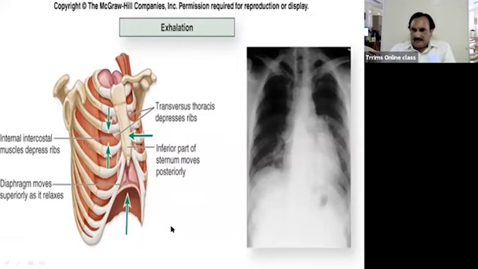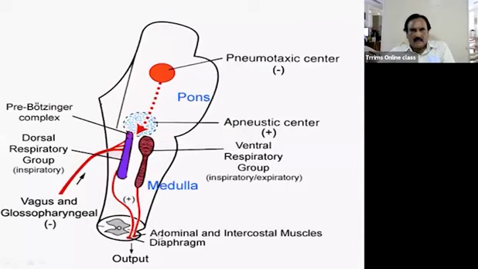And in general, expiration is normally the elastic recoil of the thoracic cage, but in situations where expiration has to be active, it results in the stimulation of the ventral respiratory group. So the ventral respiratory group is stimulated, and this stimulation will result in the action of the expiratory muscles, the internal intercostal muscles, and then it results in expiration. It results in removal of air from the lungs.